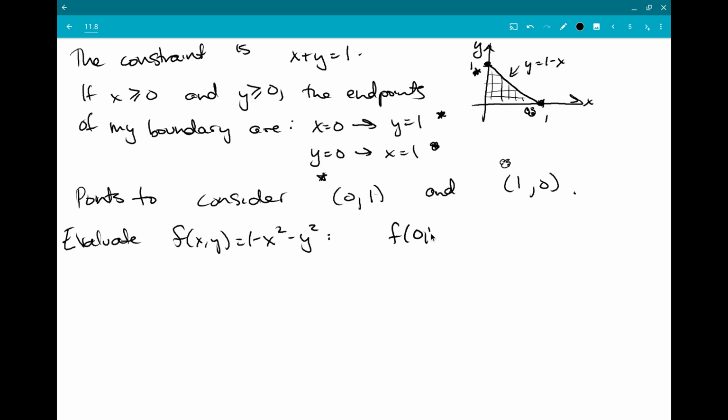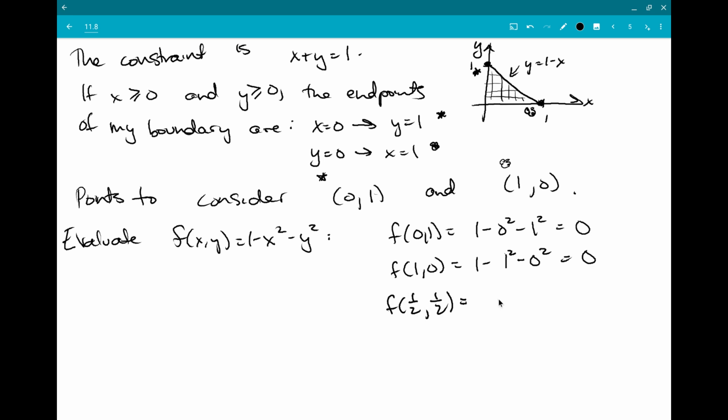So f of (0, 1) is 1 minus 0 squared minus 1 squared, which is 0. f of (1, 0) is 1 minus 1 squared minus 0 squared, which is 0. And f of (1/2, 1/2) is 1 minus 1/2 squared minus 1/2 squared. That's 1 minus a fourth minus a fourth. 1 minus a half is just a half.